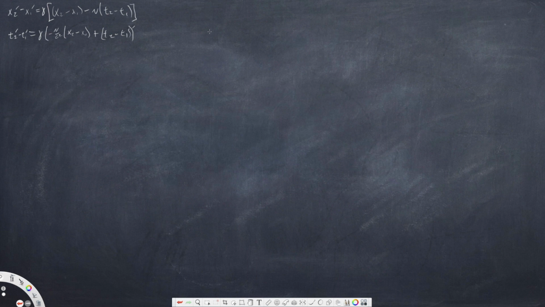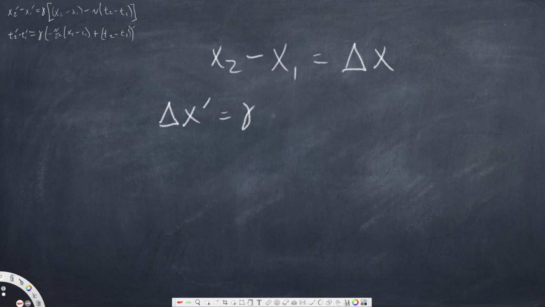Whenever you have a difference, like x2 minus x1, we can just call that the change of x. So in that case then, we have the change of x prime is equal to gamma times the change of x. And the change of t prime is equal to gamma times the change of t.